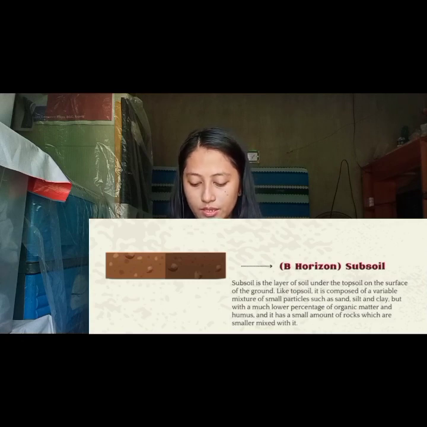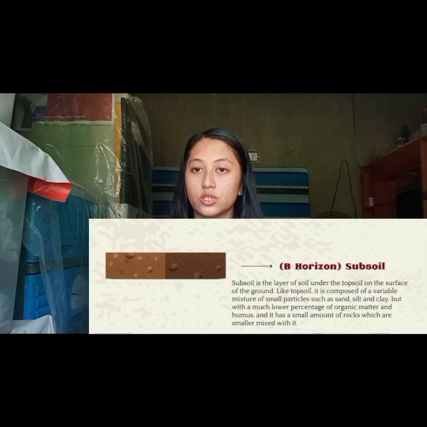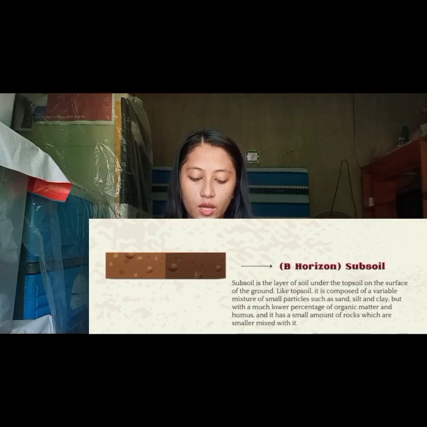Like topsoil, it is composed of a variable mixture of small particles such as sand, silt, and clay, but with a much lower percentage of organic matter and humus, and it has a small amount of smaller rocks mixed with it. The subsoil is the layer only the roots of big and strong plants can reach this far down. This layer is rich in minerals, deposits, and clay.